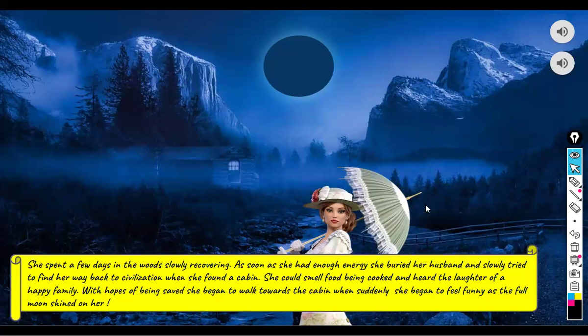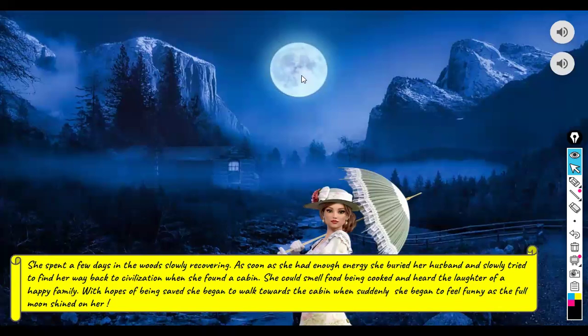What do you all think is going to happen here at full moon? The full moon comes into effect.